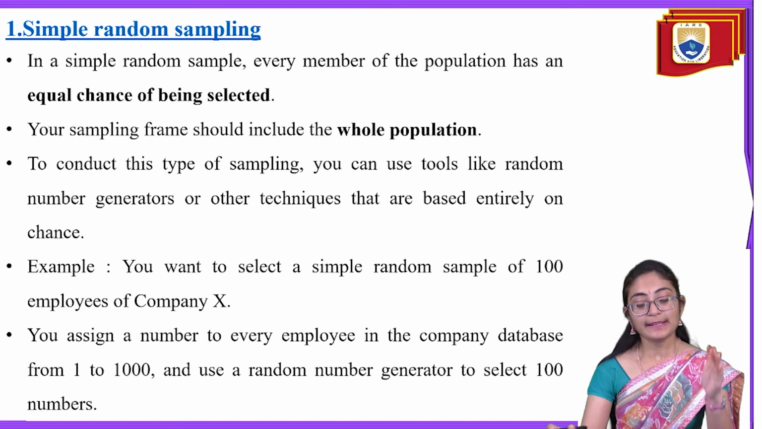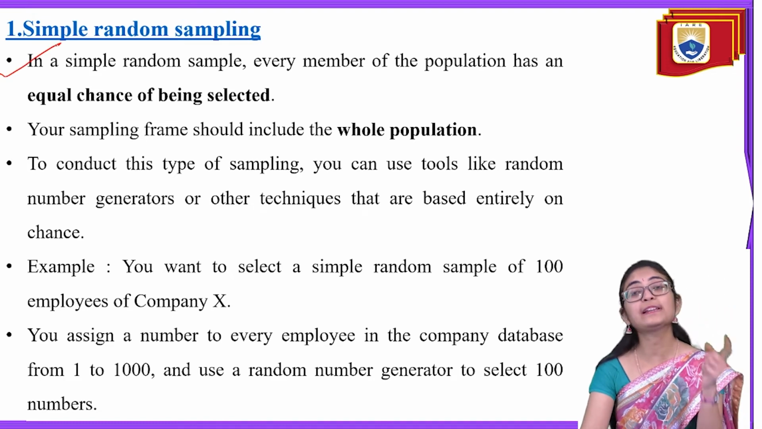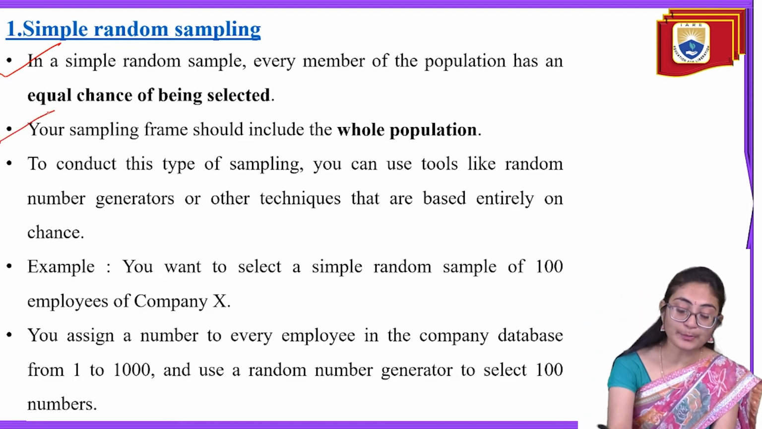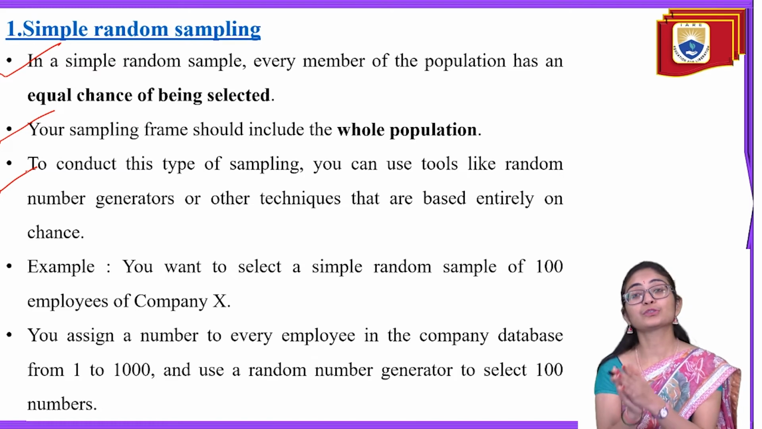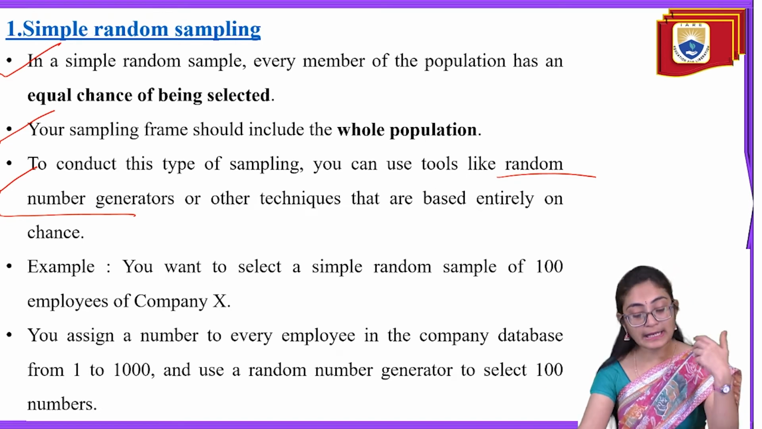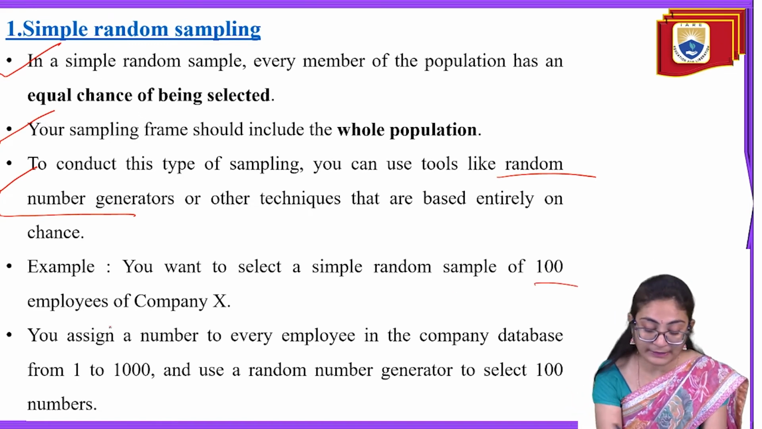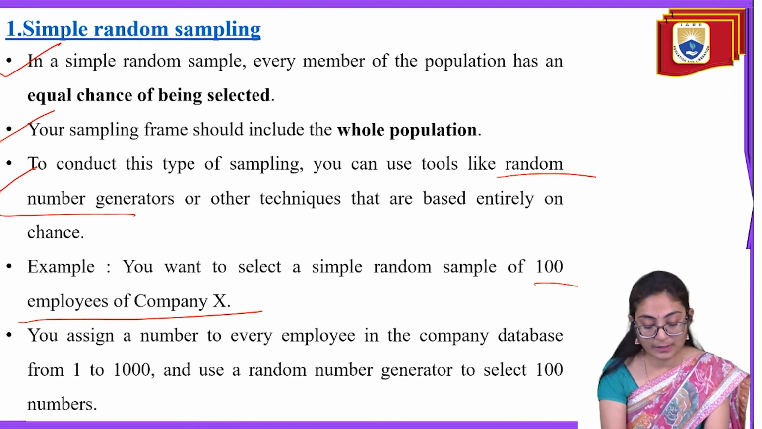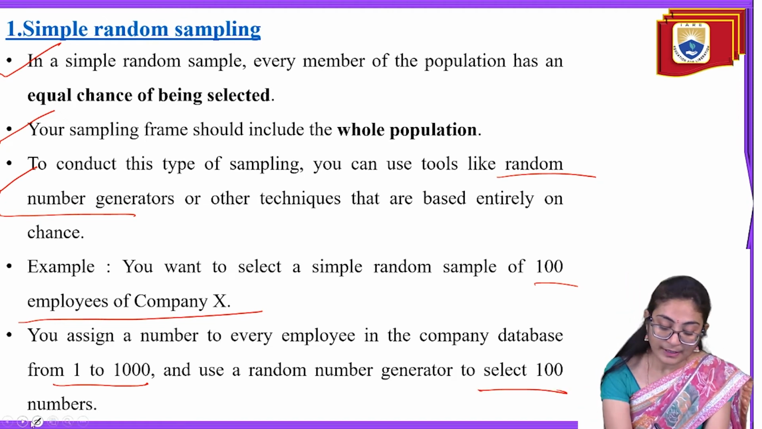Simple random sampling. In simple random sampling, every member of the population has an equal chance of being selected, and your sampling frame should include the whole population. To conduct this type of sampling, you can use tools like random number generators, or other techniques based entirely on chance. For example, you want to select a simple random sample of 100 employees of company X, and you assign a number to every employee in the company database from 1 to 1000. Now you use a random generator to select 100 numbers.